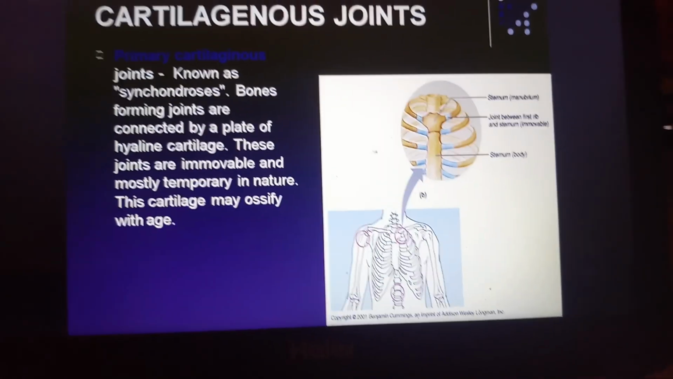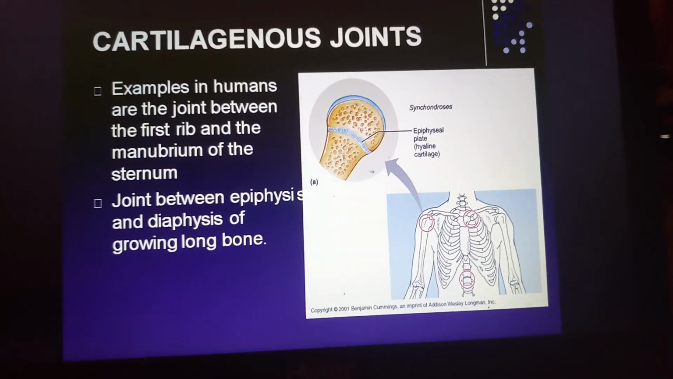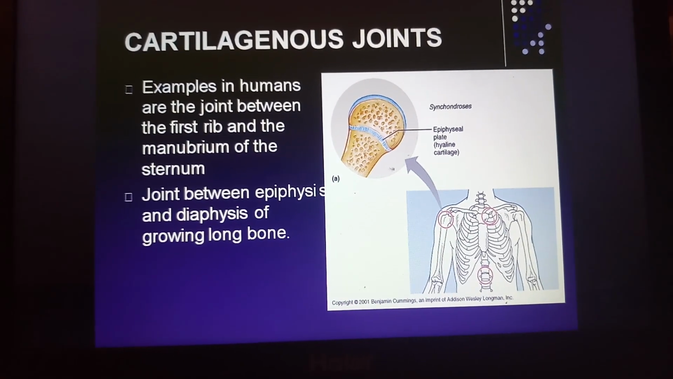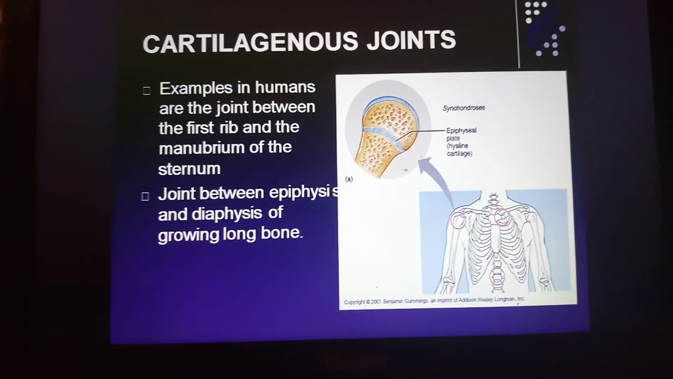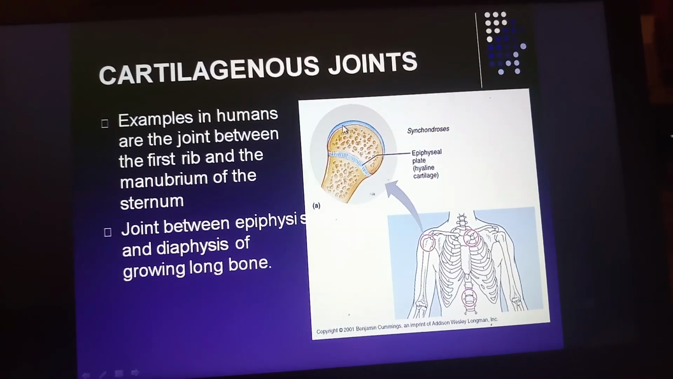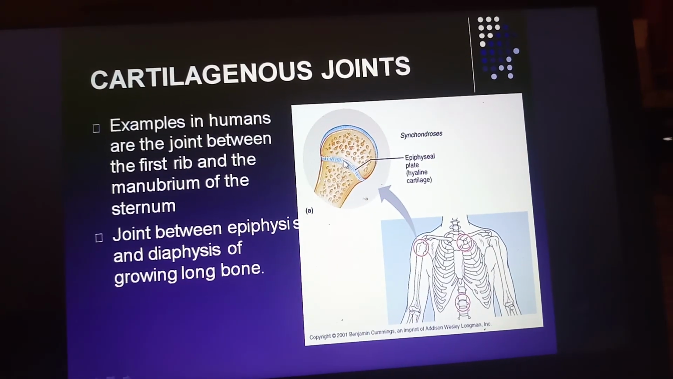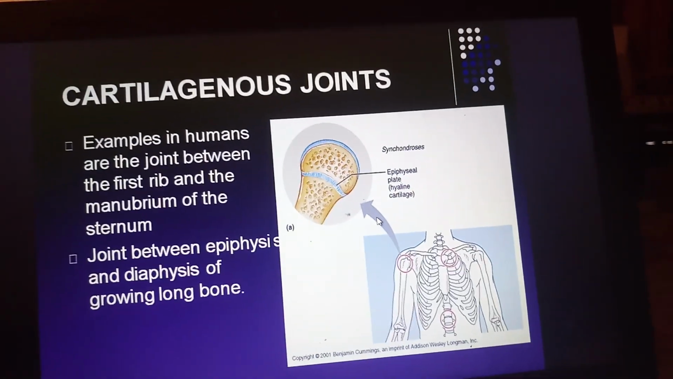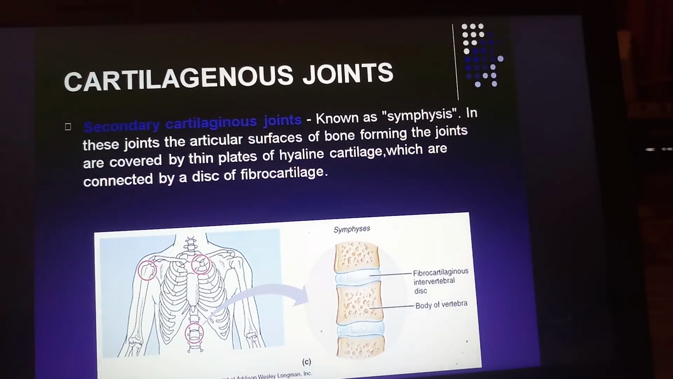Then you can see the examples of primary cartilaginous joints. Mainly, the examples in humans are the joint between the first rib and the manubrium of the sternum, and the second example would be the joint between the epiphysis and the diaphysis of a growing long bone. As you can see here in this bone, this is the epiphysis, the growing end, and this one is the diaphysis. And this one is the epiphyseal plate, you can say the hyaline cartilage. These two are the examples of the primary cartilaginous joints which are temporary in nature.